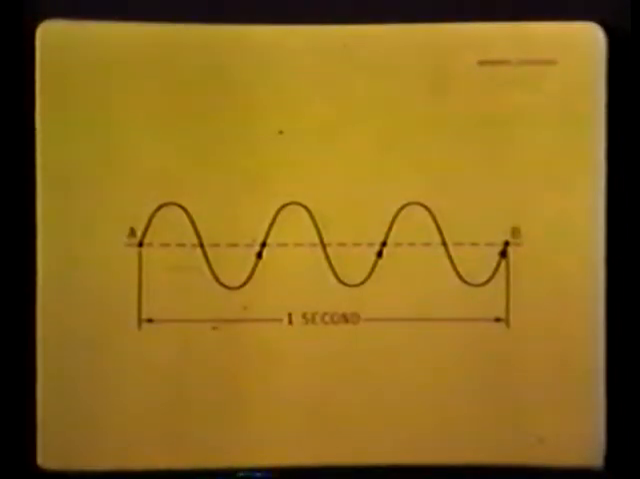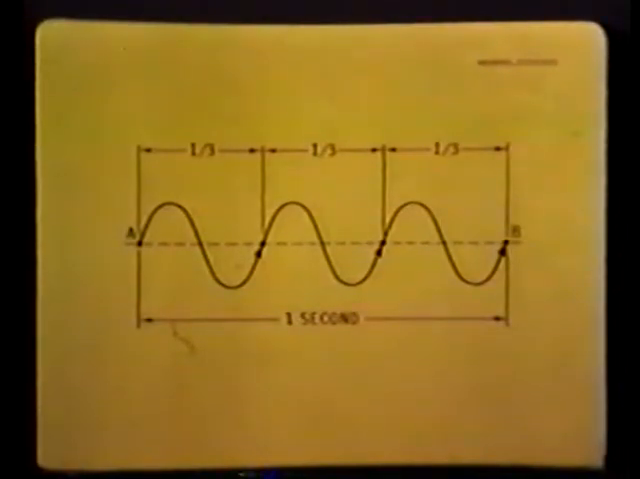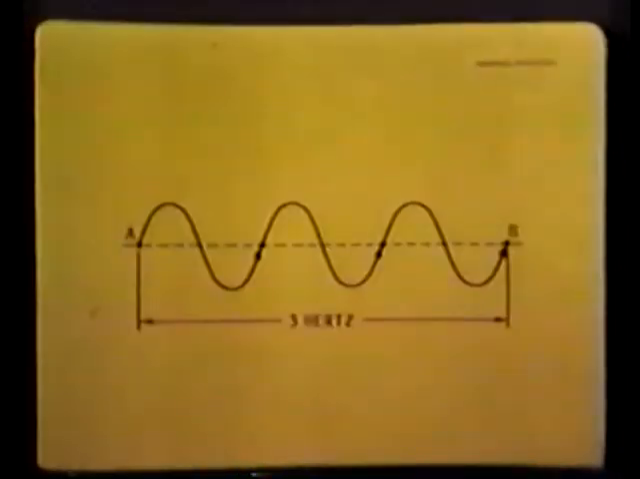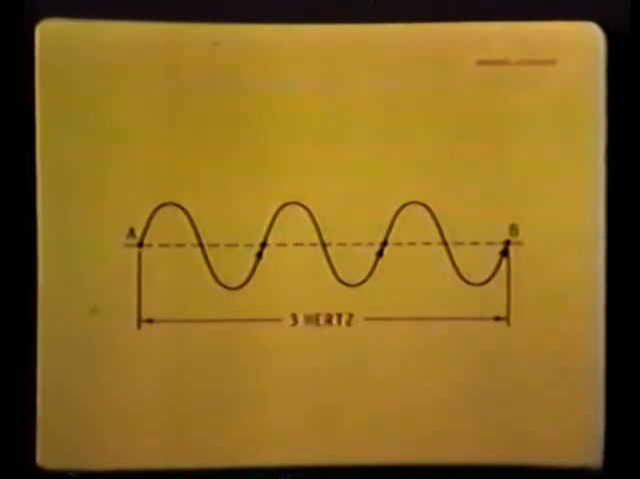Here is another example of particle vibration in a medium. The distance A to B denotes the number of vibrations or cycles that take place in 1 second. 3 complete cycles are shown. The period of each cycle is 1/3 of a second. The frequency is 3 Hertz, the number of cycles completed in 1 second. Again, Hertz, abbreviated capital H, lowercase z, means the same thing as cycles per second.